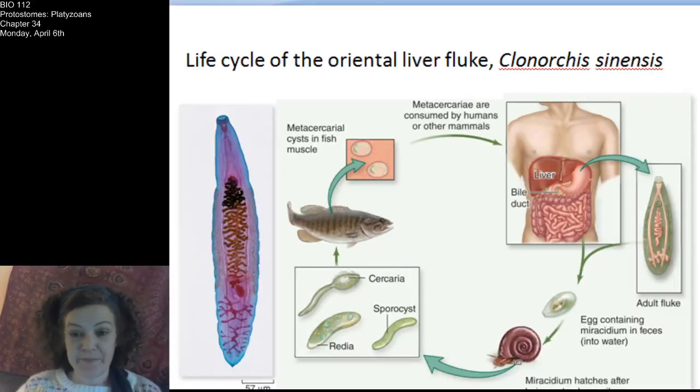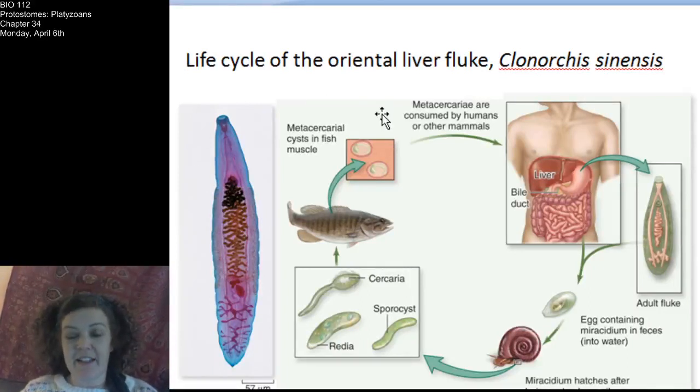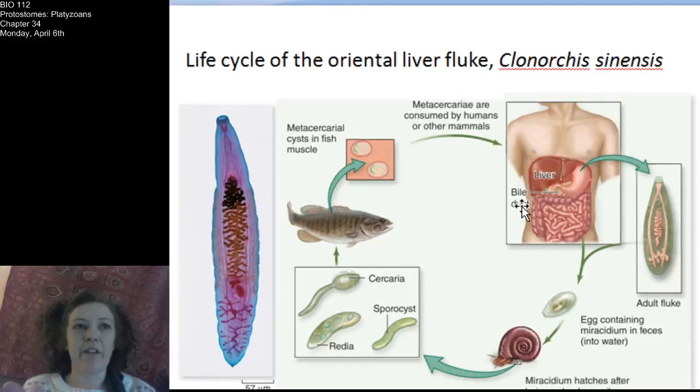All right, so this is the life cycle of the oriental liver fluke. So you have multiple stages, and a lot of these flatworms, their intermediate host is actually a snail, like a mollusk of some sort.